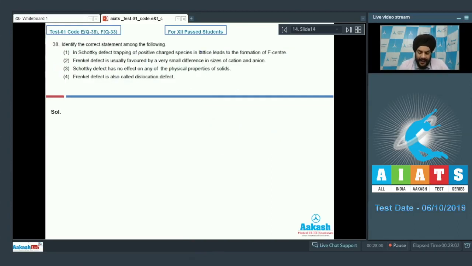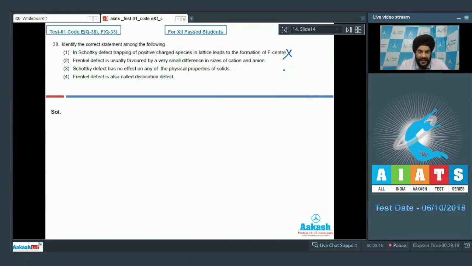Question number 38. Identify the correct statement among the following. So the first option says, in Schottky defect, trapping of positive charge species in lattice leads to the formation of F center. This is not correct, students. It is the trapping of electrons which leads to the formation of F centers.